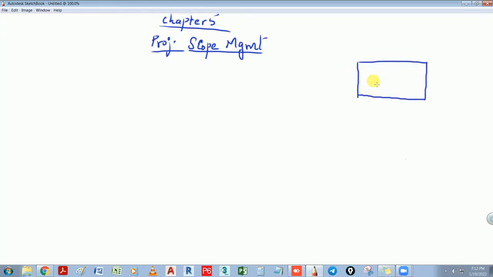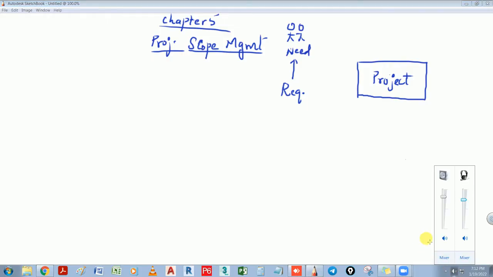Can I say this is a project? Okay. And before a project starts, there is something called a need. Isn't it? There is one need. Before any project starts, there has to be a need. Can I say this need is called requirement? Yes, we can tell that, because a project can start because of some requirement. So what is a requirement?